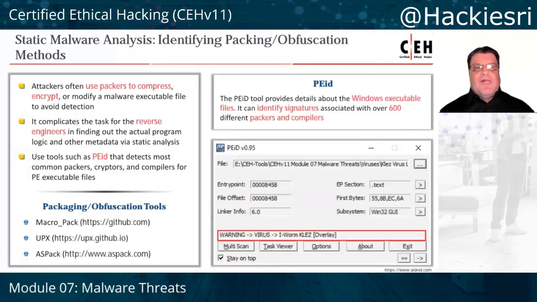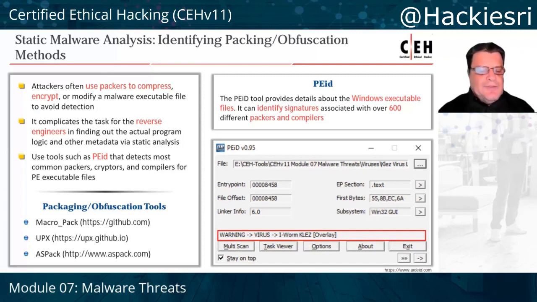Next, we have static malware analysis, identifying packing and obfuscating methods. Attackers often use packers to compress, encrypt, or modify a malware executable file to avoid detection. It complicates the task for reverse engineering and finding out the actual program logic and other metadata via static analysis. We could use tools such as PEiD that detects most common packers, crypters, and compilers for PE executable files.